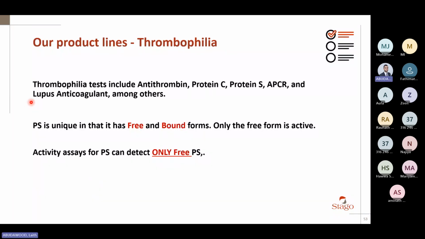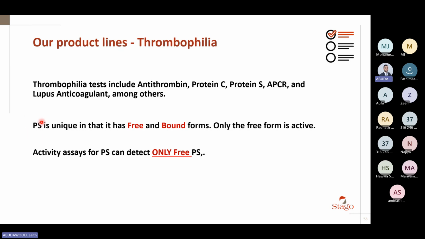So as previously said, thrombophilia tests include antithrombin, protein C, protein S, lupus anticoagulant, activated protein C resistance. We will not go through the others because they're not commonly needed or commonly used.